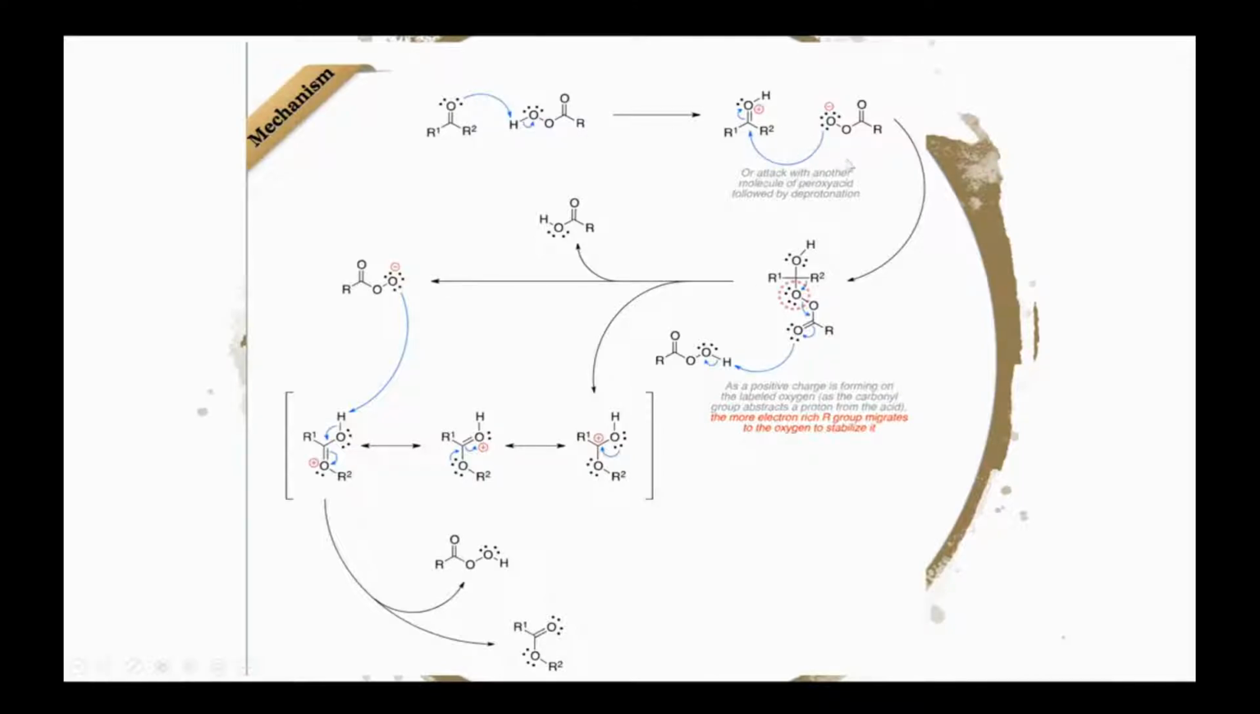So the next step is the attack of this nucleophilic oxygen on the electrophilic carbon, and when this oxygen attacks this carbon, this bond shifts in the favor of oxygen, and you have this intermediate. Now the next step is called the migratory step, where the migration takes place.